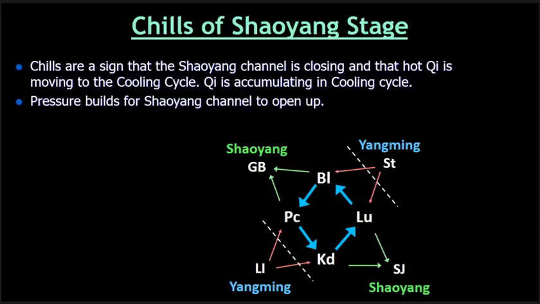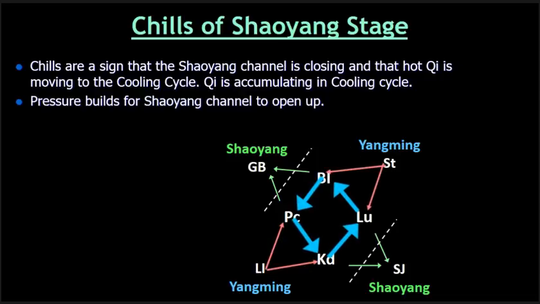Okay, so watch this animation here. You're going to see the Shaoyang closes, the Yangming opens up, so more qi from the heating cycle is flowing in, and you get all this cooling action, chilling, and then that puts pressure on the Shaoyang channel. And this is how the Shaoyang stage works. As qi concentrates and moves and builds up and wants to move around the sphere, but the Shaoyang channel stays firm and stays closed to create these chills.